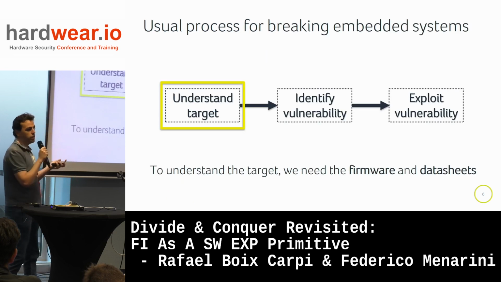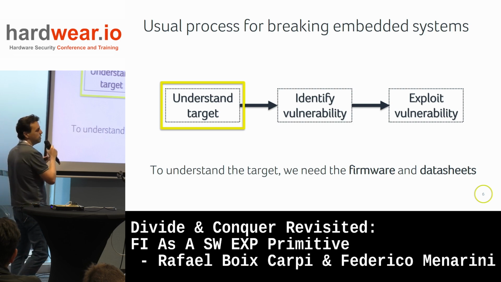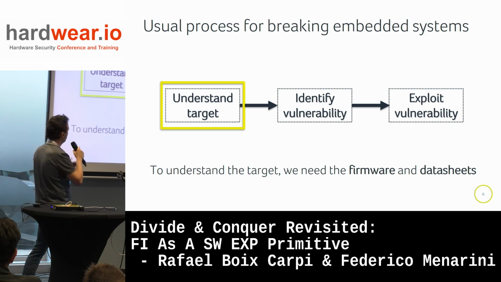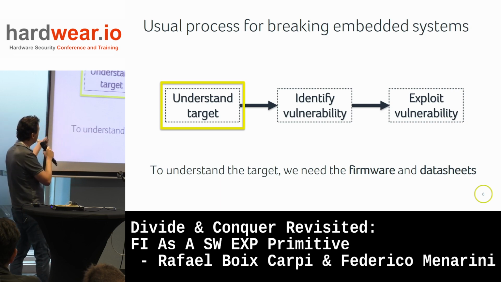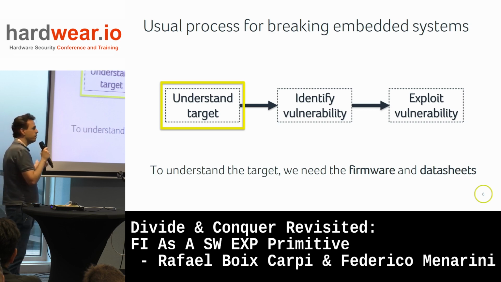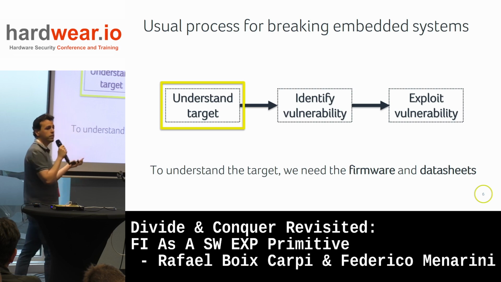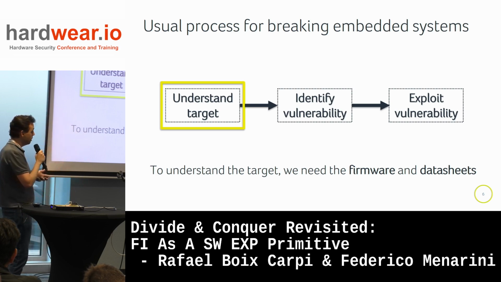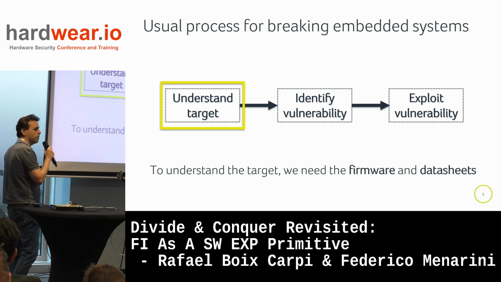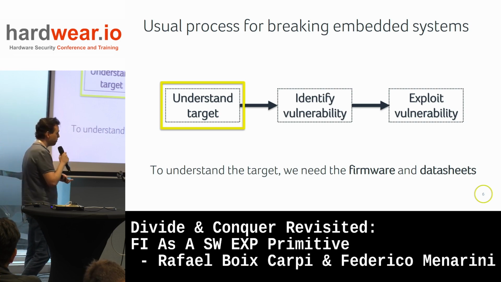In this case, we just follow the typical approach to reverse engineer embedded systems. This process, you have maybe seen from a previous presentation from my colleagues at Riscure. First we want to understand the target. How does it work? Then we would try to look for issues, vulnerabilities, and eventually if we find something, we can try to exploit it. First things first, to understand the target, we need to have something. And that something usually means the firmware, and datasheets, basically everything available to the general public.